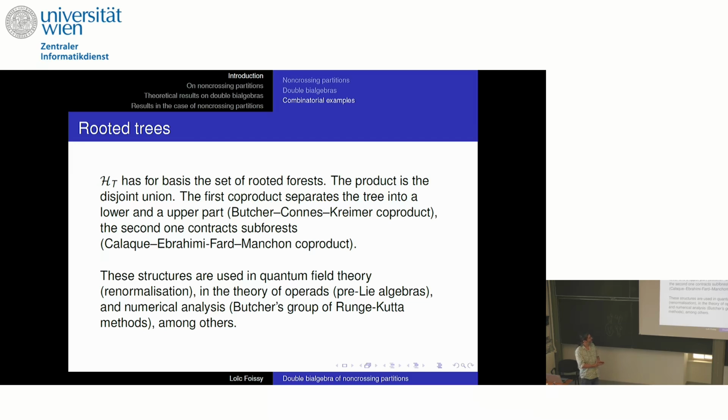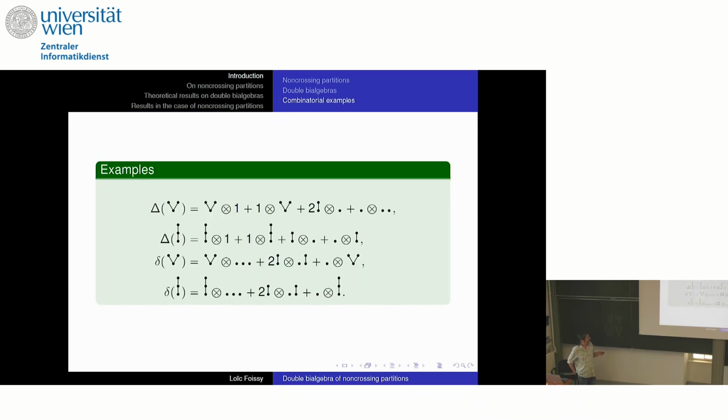So it was at the end of the 20th century. Maybe 10 years later, Damien Calaque, Kurusch Ebrahimi-Fard, and Dominique Manchon defined another product on these algebras, and it turns out that it was maybe the first combinatorial example of a double bialgebra. So it is based on rooted trees. A rooted tree is just a tree, a graph without any loops, with a root which I put on the bottom. So for example, these graphs are equal, but not as rooted trees.